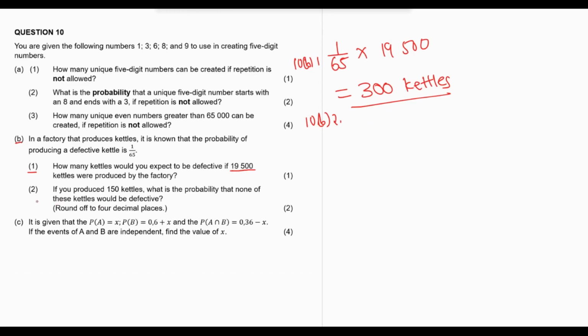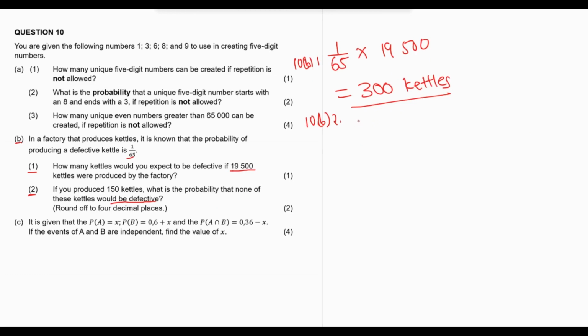Welcome back. Let's do question 10b2. If you produced 150 kettles, what is the probability that none of these kettles will be defective? We have the probability of producing defective kettles, which is 1 out of 65. So what is the probability of getting non-defective? These are complementary events.